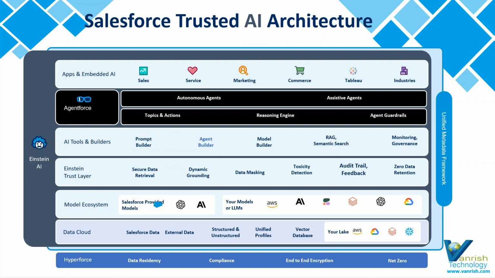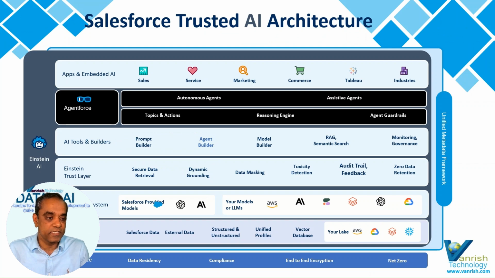Basically, first is zero data retention. Second is data masking, and third is toxicity and bias detection. Fourth is dynamic grounding, and the last is auditability. These are the properties of the Einstein Trust Layer, and they are enabled for you. The second layer is AI tools and builders, where you enable Prompt Builder, Agent Builder, Model Builder, RAG, semantic search, and monitoring and governance. And on top of that, you define Agentforce for what you want to get done, for example a service agent or sales agent.